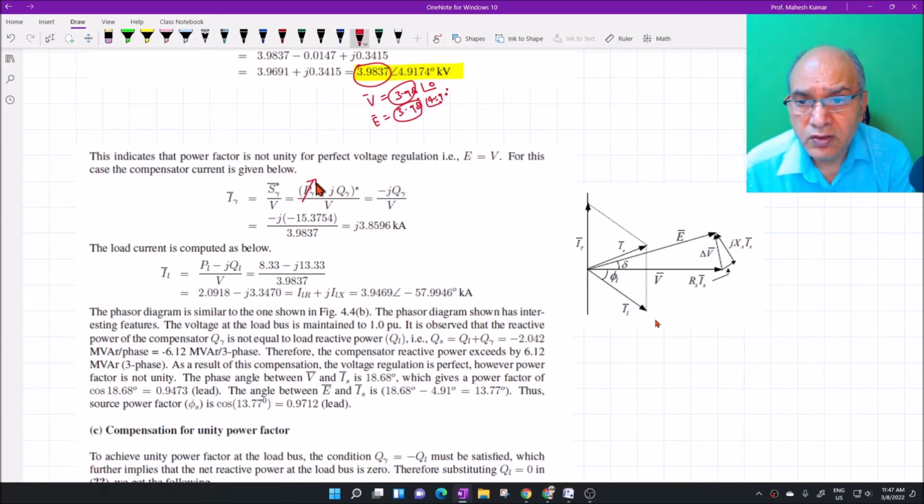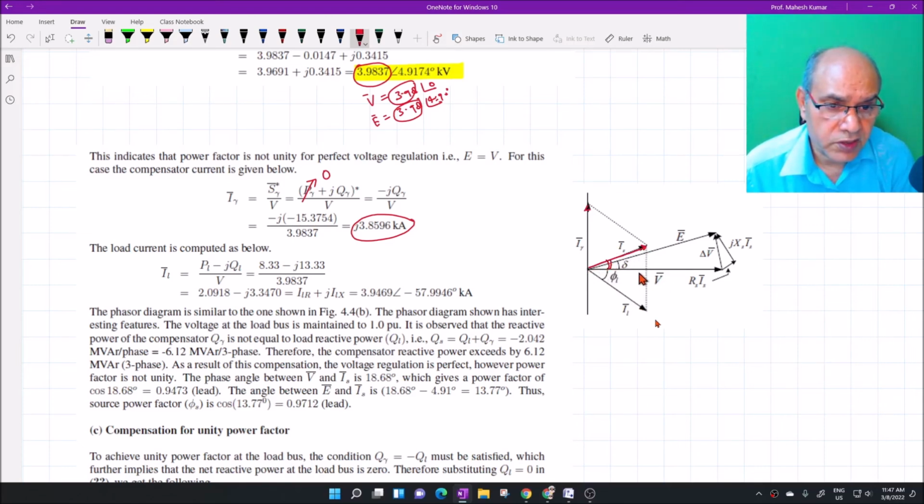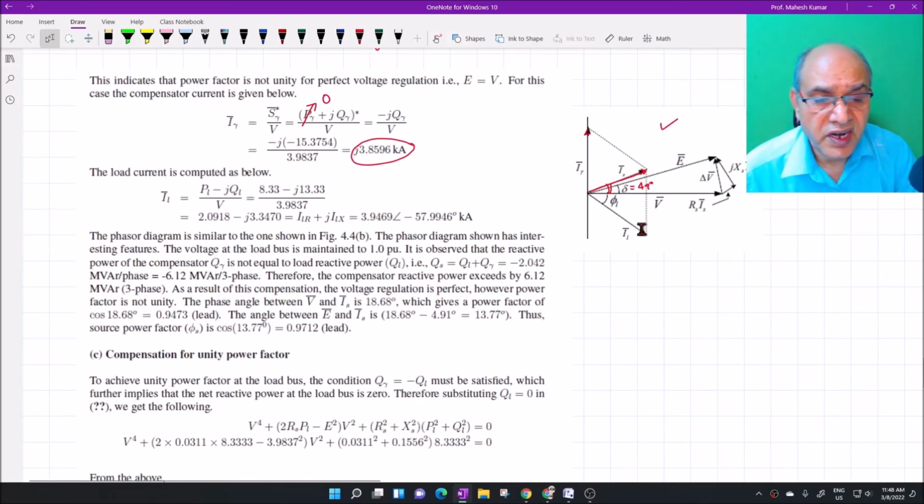Now P gamma is 0, as there is no real component, so it becomes minus jQ gamma by B. Substitute Q gamma here, minus minus become plus here. So this is the current of the compensator. This I gamma is here. So I gamma plus IL becomes IS, which is having 18 degree from the load bus voltage, and this delta is actually 4.9 degree. This is the phasor diagram for system when the compensator is used for voltage regulation.